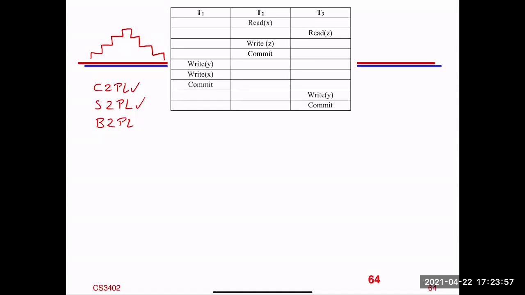All right, and let's make some assumptions here. Let's assume that the timestamp of T1 is less than the timestamp of T2, which is less than the timestamp of T3. Okay. And let's assume that we're using wound-wait.